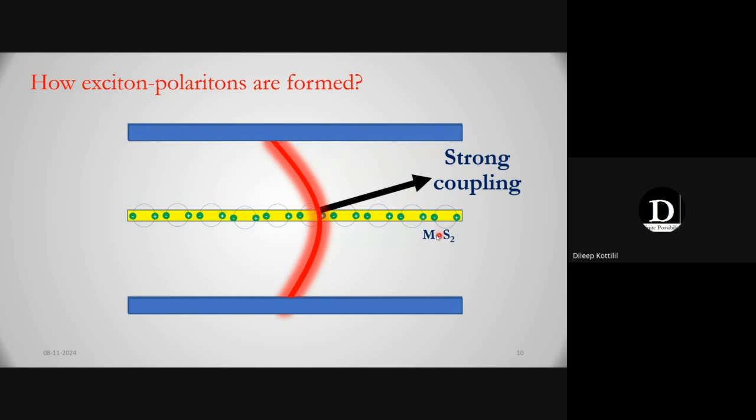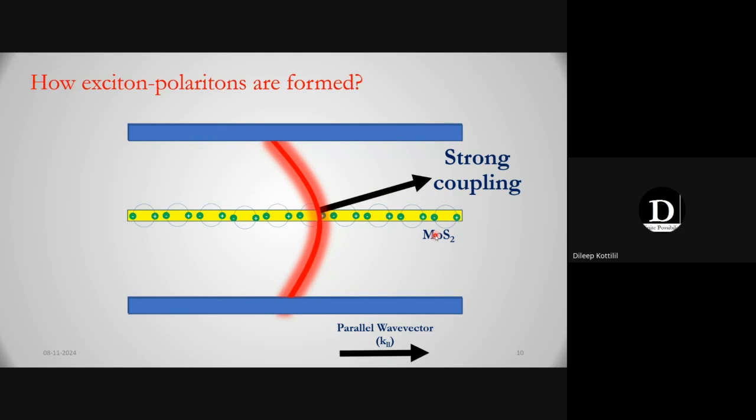So in this case, I have put a thin layer of MoS2. So it could be a series of layers, maybe different quantum wells or gallium arsenide. So there are different materials that we can use for providing these excitons. So the idea is that we need strong coupling. That is a necessary condition. Strong coupling between exciton and photon.